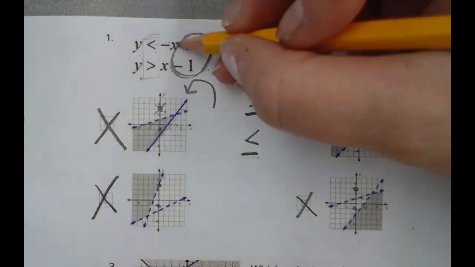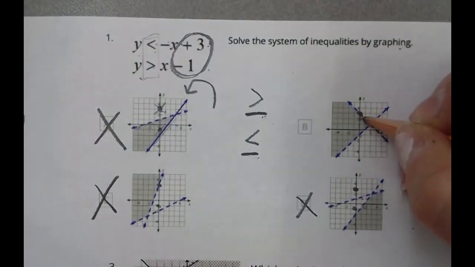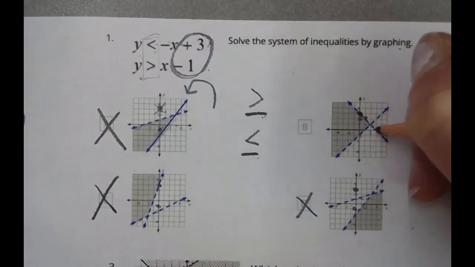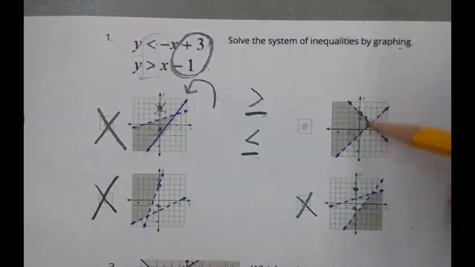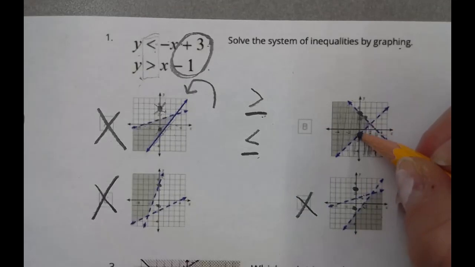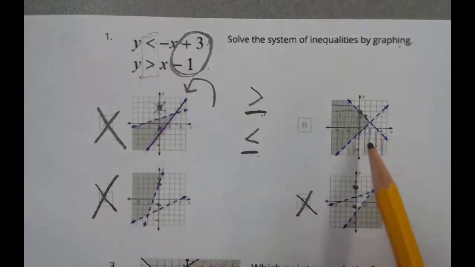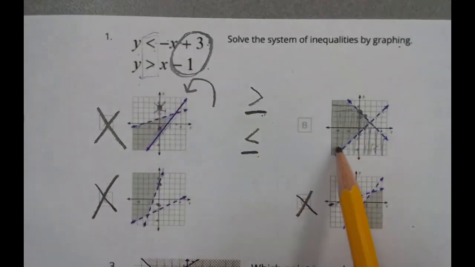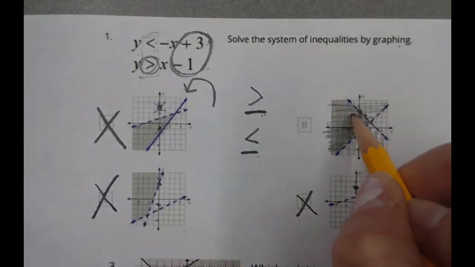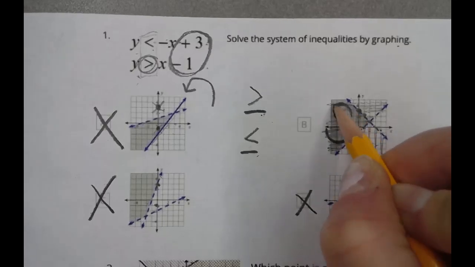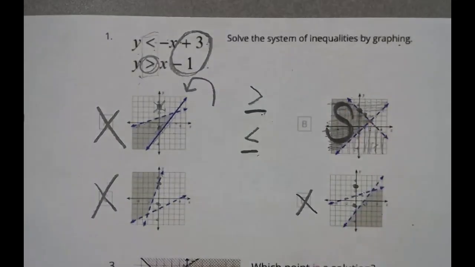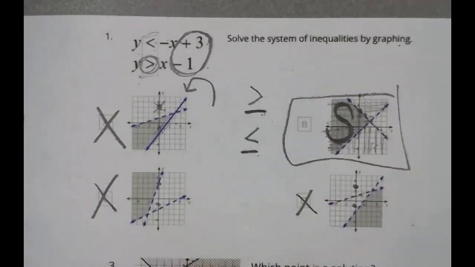B should be our solution, but let me just make sure. So we start at 3, and our slope is negative, right? So down 1, there, our slope is negative 1. And then less than means we're shading underneath the top line, right? Okay, so that line looks good. y is greater than x minus 1. Here's your minus 1, plus 1, so this one has a positive 1 slope. This one shades below, oops, nope, above, it's greater than, above our line. Yeah, B is definitely it, right? If I compare where I colored on both of them, B is the solution here for number 1.